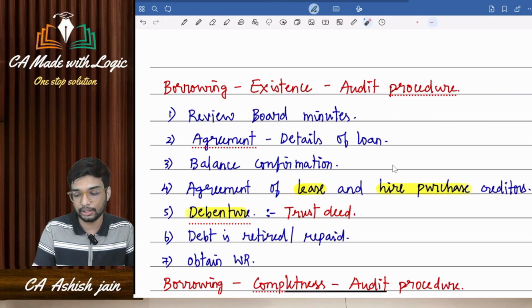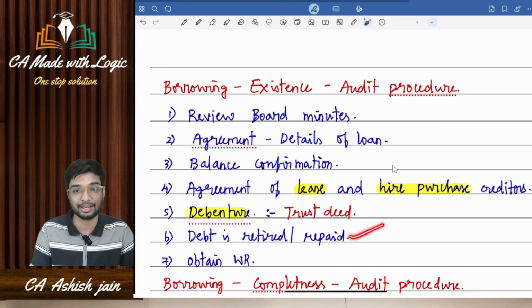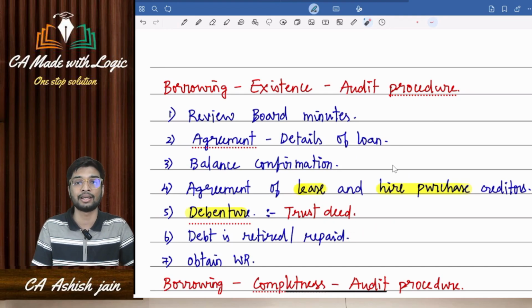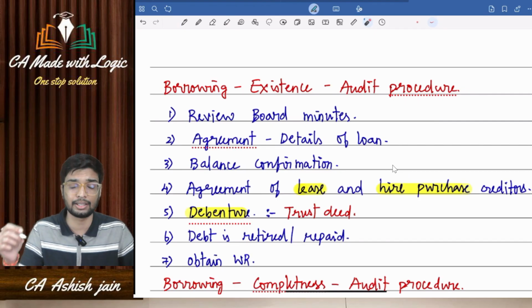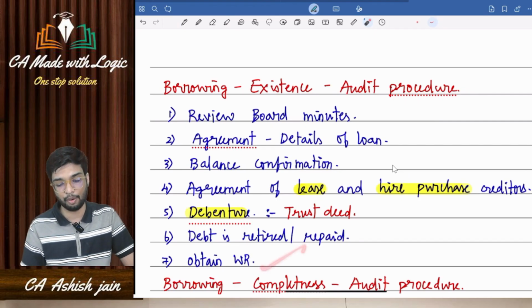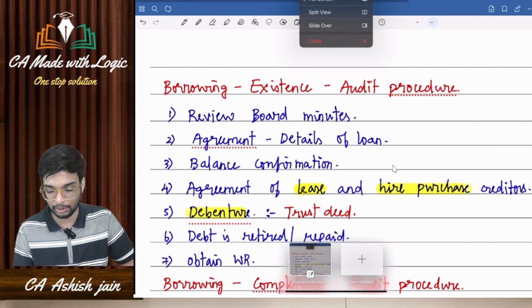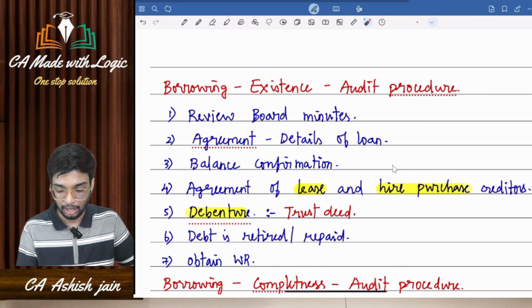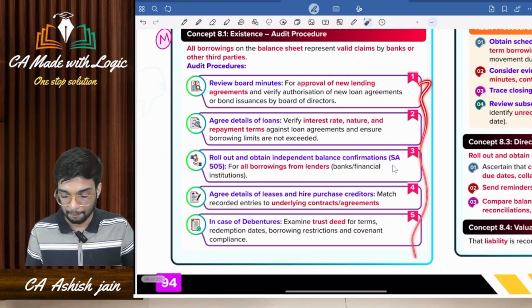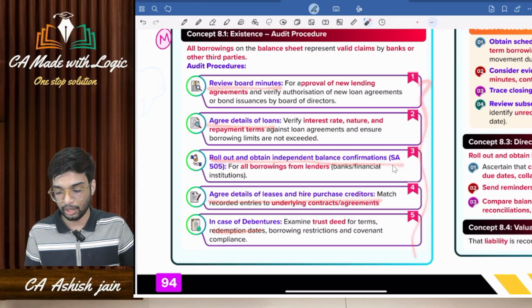For that, the auditor will see the trust deed and read all the terms and conditions. If the debt is retired or repaid, he will see whether the charge that had been created over the debt has been removed or not. Then he will obtain written confirmation. So these are all the things the auditor will verify, all of which are already written over here in detail. I have just created a flow of all the main keywords, so nothing to worry.